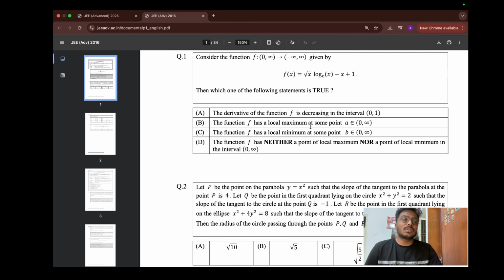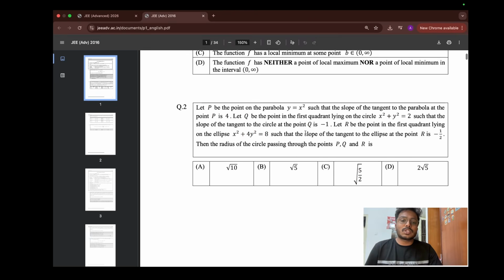So let's do one thing. The lowest rating that we'll be giving is 6. So 6 is very easy, 7 is easy, 8 is moderate, 9 is difficult, and 10 is very difficult. So this is a 9 question. Now the next question.